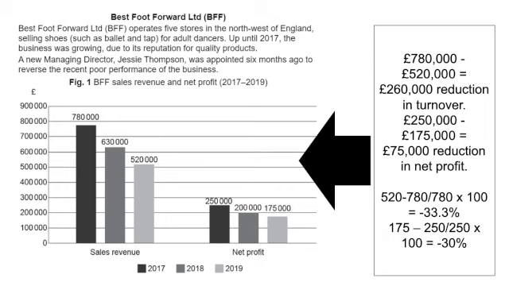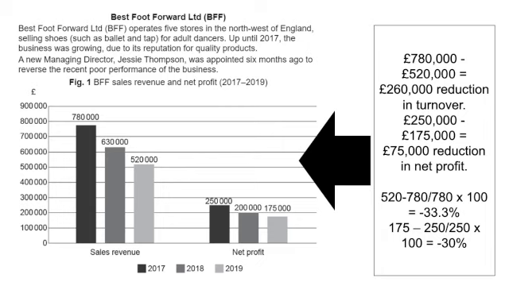What I've done is I've just quickly shown you some examples. So there's been a £260,000 reduction in turnover. There's been a £75,000 reduction in net profit. Turnover has fallen in the 3 years by 33.3%, whilst profit has fallen by 30%. So whatever you use of that, it just has to obviously fit with your analysis.